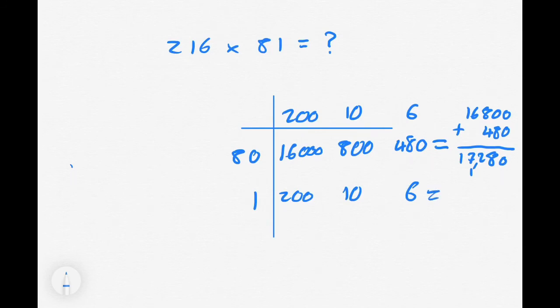And then my second line, 200 plus 10 plus 6 is 216. Tricky this. So 17,280 plus 216, well, let's have a look. So 0 plus 6 is 6, 8 plus 1 is 9, 2 plus 2 is 4, and 17 remains as 17. So 17,496 for that one there.